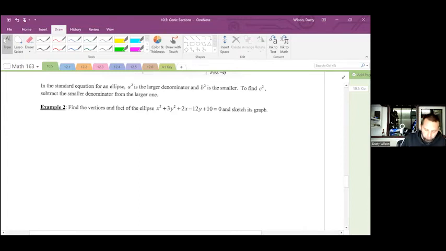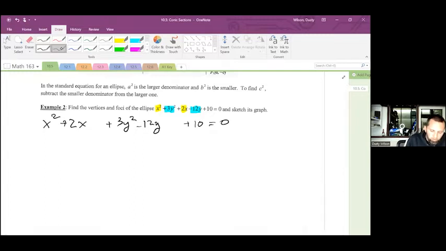This is example 2. To do this, I'm going to start by separating out the x terms and the y terms and completing the square. So if we focus on our x terms to begin with, I have x squared plus 2x, and I'm going to leave a little space, plus 3y squared minus 12y. Then I'm going to leave a little space, plus 10 equals 0.